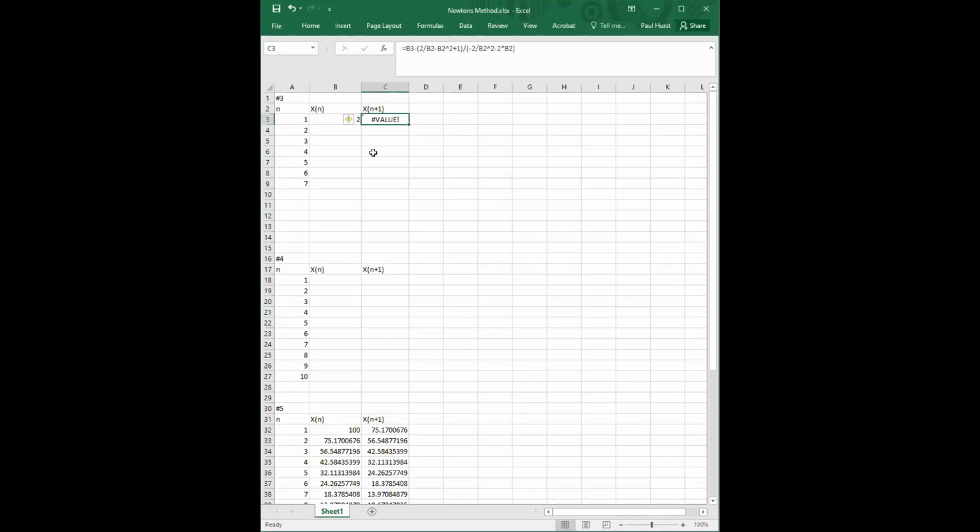That's weird. Oh, why did, oh, B3. B3, you've got to get that right. Okay, so that's 1.56. Now here, I'm going to make this cell equal to C3. Right there. And then I just drag that down.